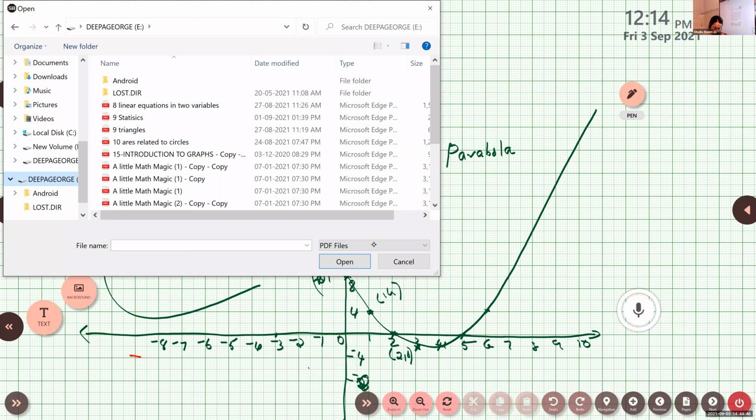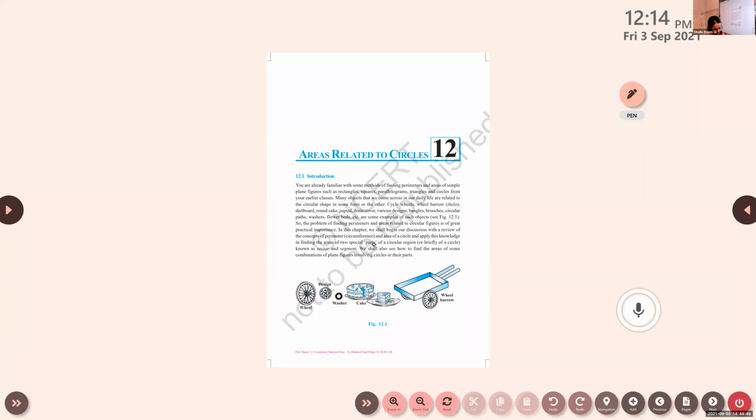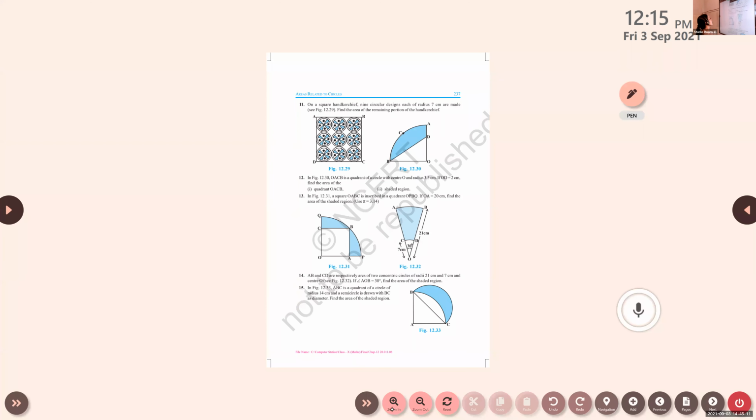Question number 9 is homework. It is a simple question. Question number 9 and 10 you can do, 9 and 10 homework. Now we will do the 11th one. Write the 11th question.